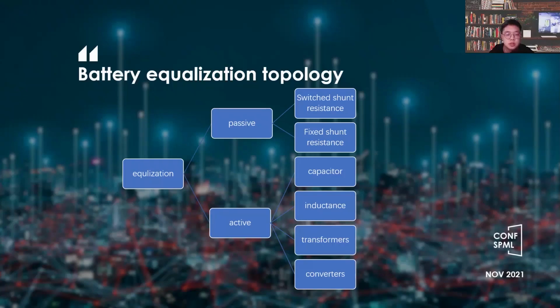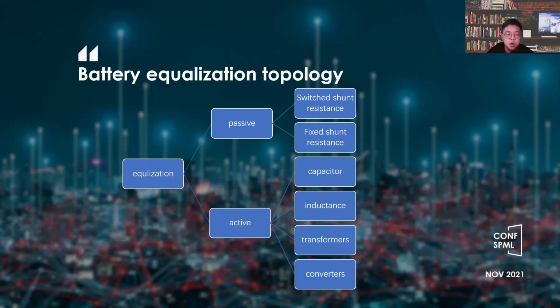One is energy consumption equalization, also known as passive equalization, which reduces the voltage difference between batteries via energy dissipation. It can be divided into switch shunt resistance structure and fixed shunt resistance structure. However, passive equalization is not suitable for large batteries due to excessive heat and energy loss.